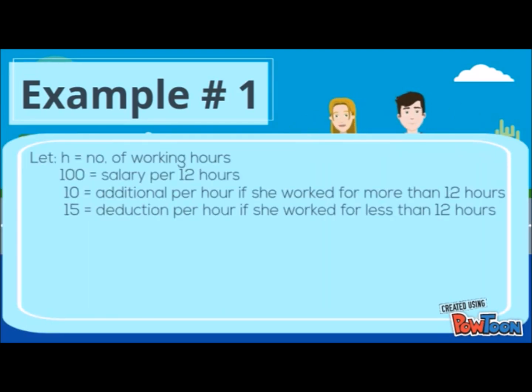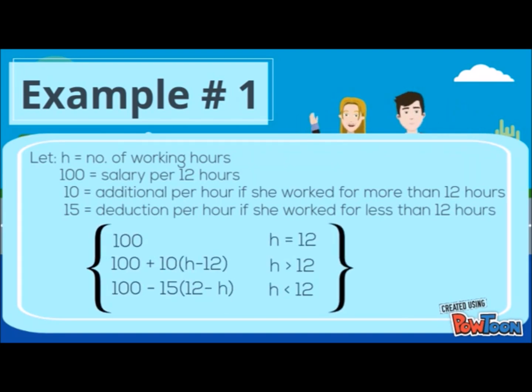Let H be the number of hours she will work, $100 her salary per 12 hours, $10 her additional per hour if she will work beyond 12 hours, and $15 her deduction per hour if she will work less than 12 hours. For our first condition, we have $100 as her salary per 12 hours, and that gives us the function 100 if H is equal to 12.